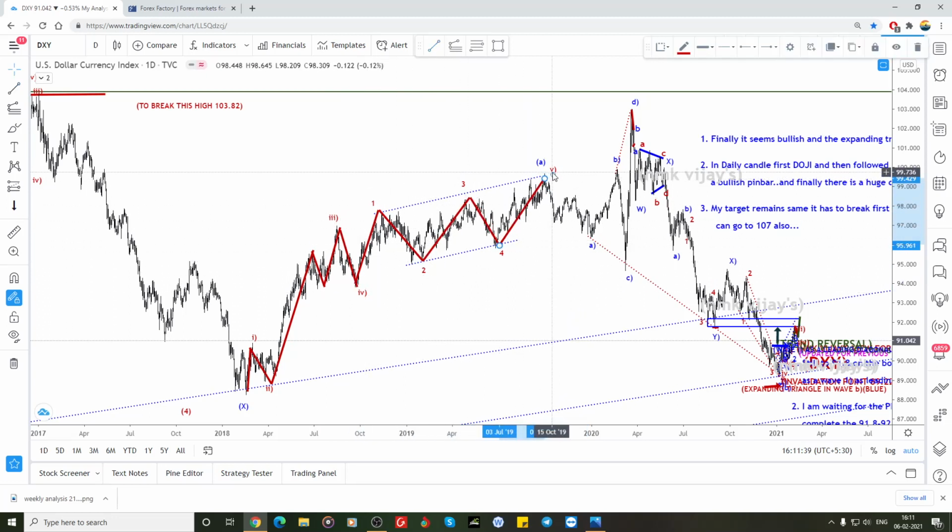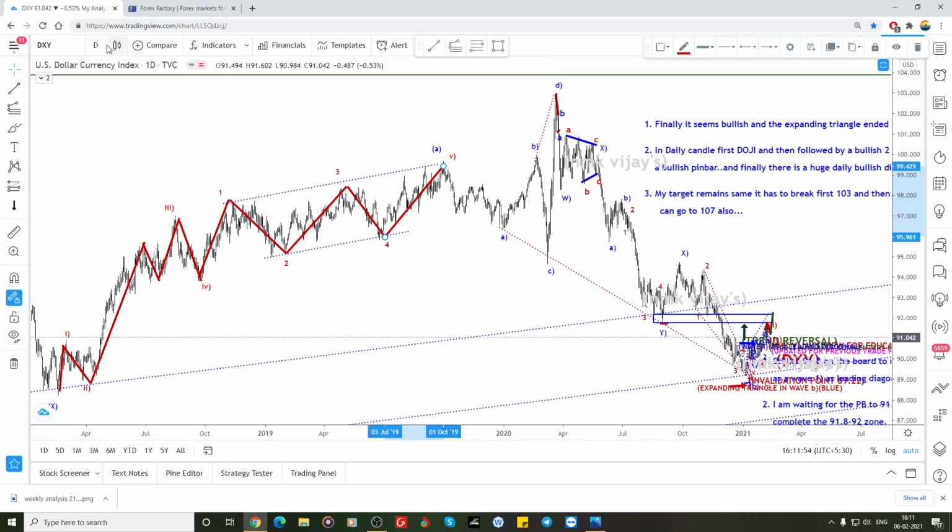So if this is A, B and C, this could be a W. So either this is an A or W, and this expanding triangle is a B or X. So we can make it as a W or X.